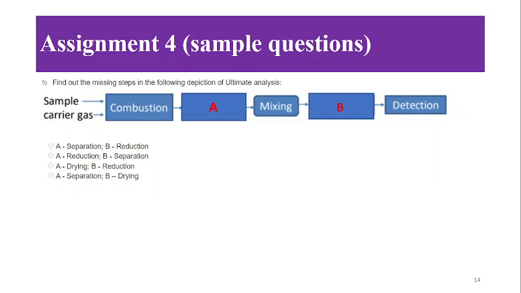Okay, so you are saying B or C? No, it will not be C. It will be B, because after combustion you need reduction, so that if there are any oxides of N present, you need to reduce them to N2 form. So reduction will be A.